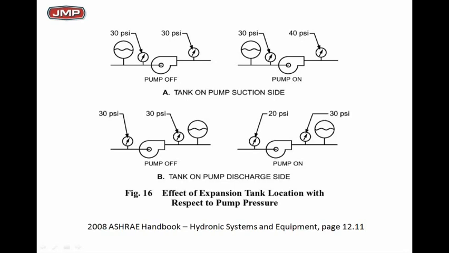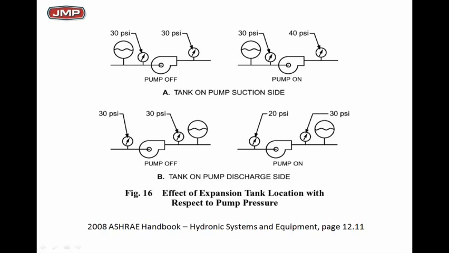Let's go to example B, next set of drawings, and it shows again with a pump off and the expansion tank on the discharge side of the pump, 30 pound suction pressure, 30 pound discharge pressure. But when we turn that pump on, doing 10 pounds worth of work, and we're pumping into the expansion tank at 30 pounds, we don't change that number, and your suction pressure drops to 20 pounds. So the expansion tank, per ASHRAE, per Bell & Gossett, is the point of no pressure change. And we're going to look a little deeper at that on the next slide.